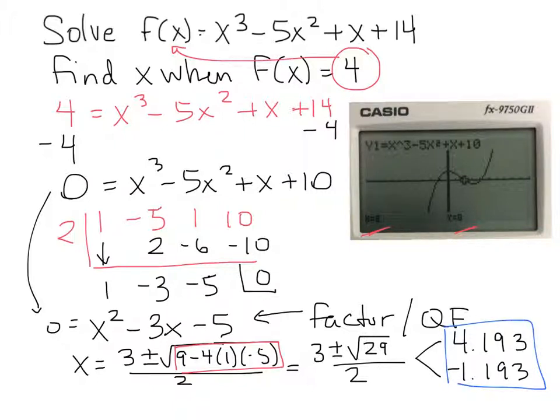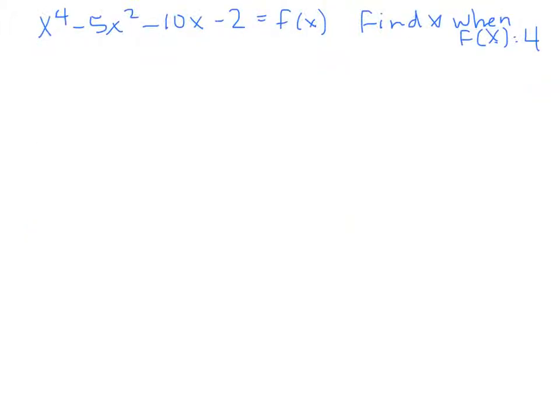And we have the x equals 2 from the calculator, and we proved it by getting 0 for the remainder. And so those are the 3 solutions to our equation. Okay, and now we're going to talk about what if it's an x to the 4th. How does that change things?